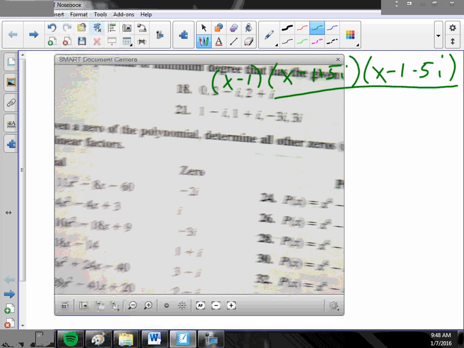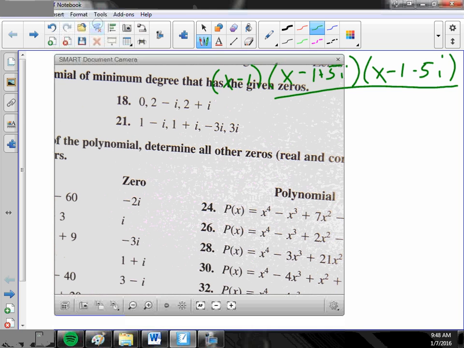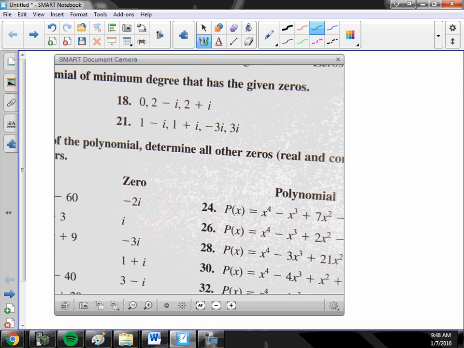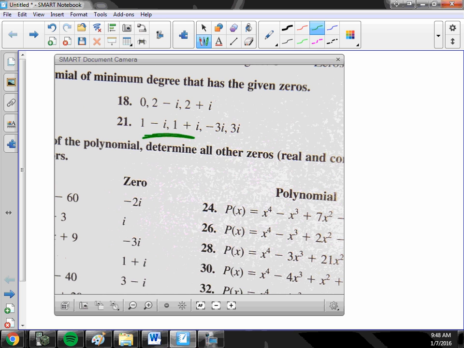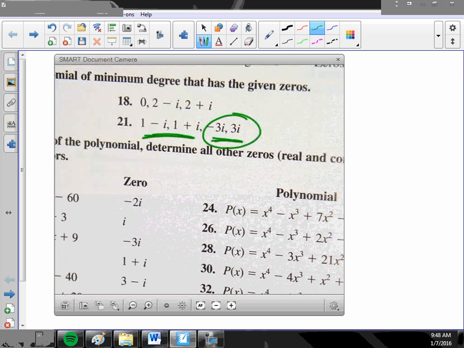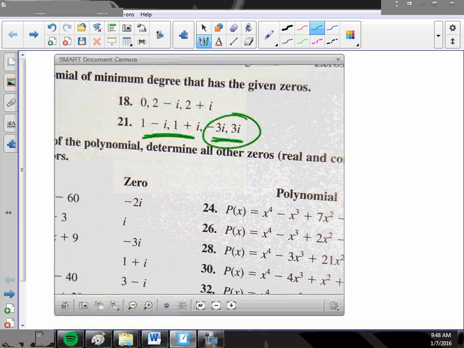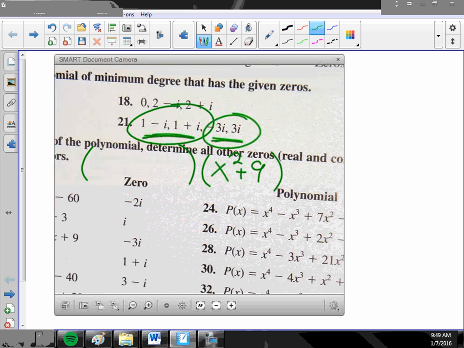Okay, and then 21. How would you compute 21? What's the easiest way to multiply 4 of these together? Do these two together and those two together. Do you know what the last two are going to be without doing any multiplication? It's going to be x squared plus 9, because it's a sum of perfect squares. So x squared plus 9, and then do those two, and you'll get some other quadratic, and then you'll multiply those together.